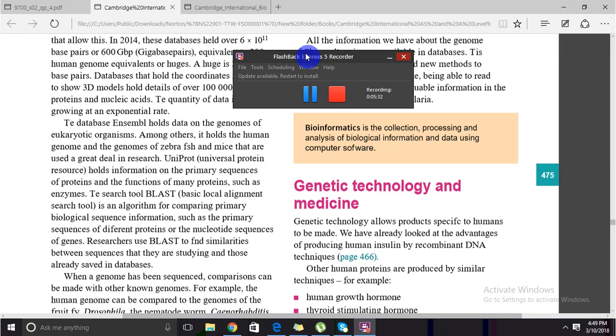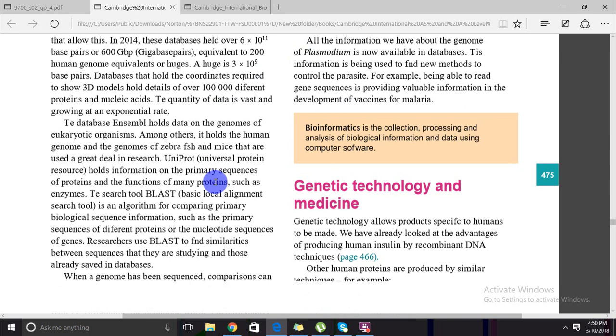primary biological sequence information like the primary sequences of different amino acids or the nucleotide sequences of genes. As you can see, this would not have been possible if all the biological data was saved on hard copy. You couldn't have done that. And researchers can use BLAST to find similarities between sequences that they're studying and those that were already saved in the database.